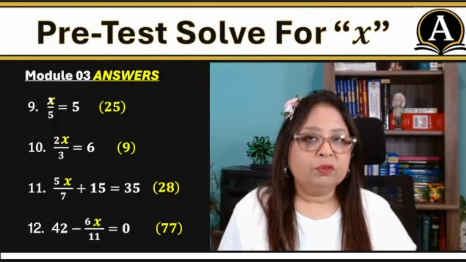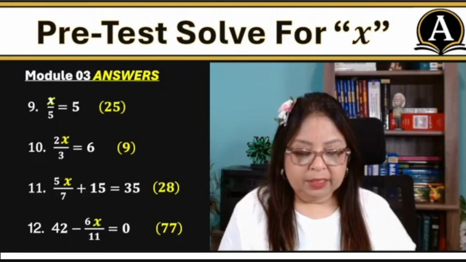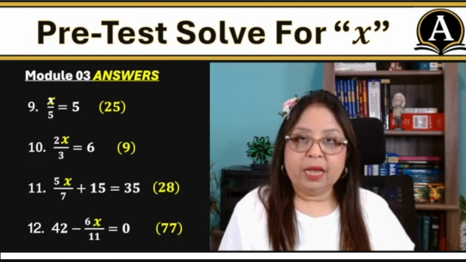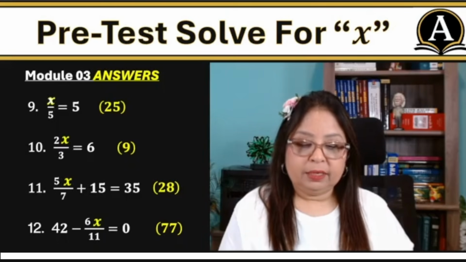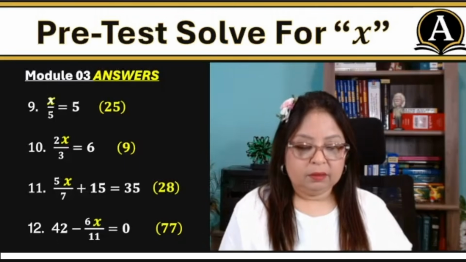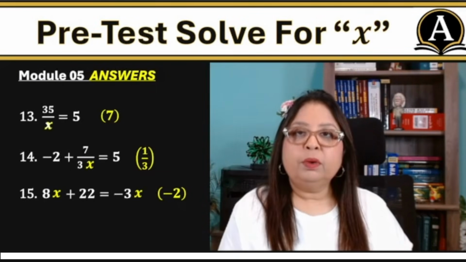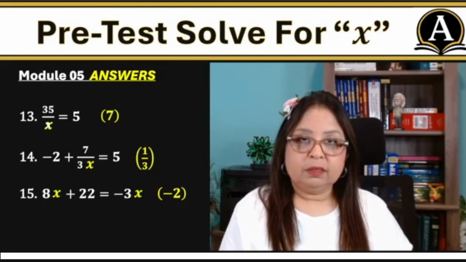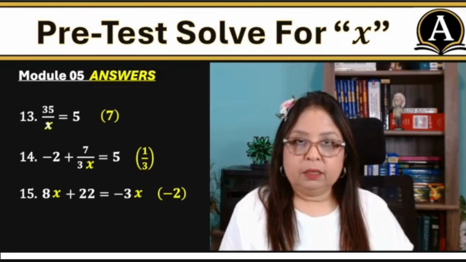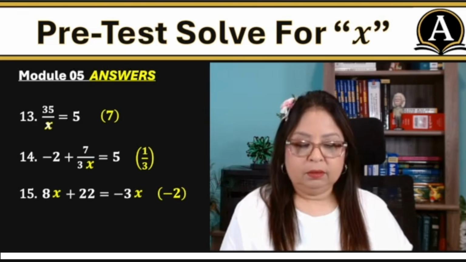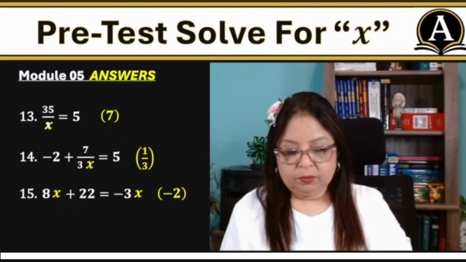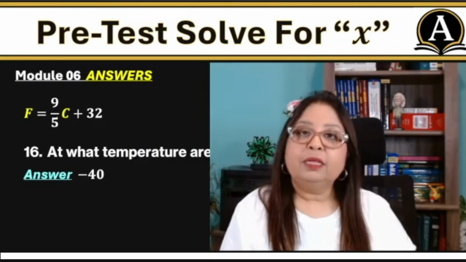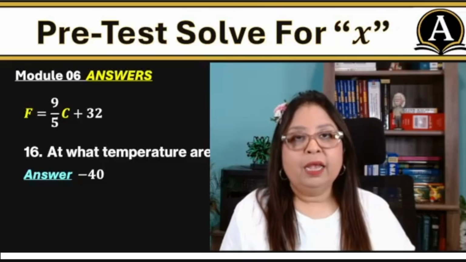Number 9, the answer is 25. Number 10, the answer is 9. Number 11, the answer is 28. Number 12, the answer is 77. Number 13, the answer is 7. Number 14, the answer is 1/3. Number 15, the answer is minus 2. And the last one, the answer is minus 40.